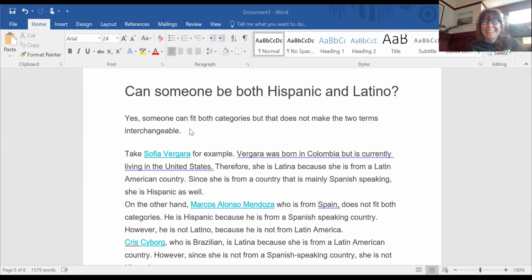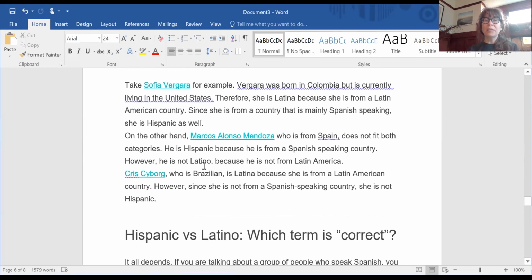Sorry, excuse me. Yes, someone can fit both categories, but that does not make the two terms interchangeable. Just because someone is Hispanic and Latino doesn't mean that they always mean the same thing. They give you examples here. Take Sofia Vergara, for example. Vergara was born in Colombia, but is currently living in the United States. Therefore, she's Latina because she's from a Latin American country, Colombia. Since she is from a country that is mainly Spanish-speaking, she is Hispanic as well.